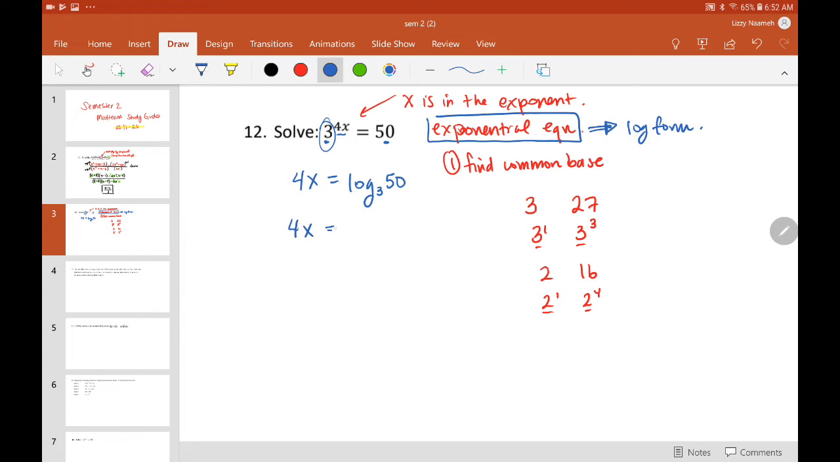Next step, we'd like to plug this into our calculator, but as you know, our calculators don't do log base 3, so we'll have to use the change of base formula. That will turn into log of 50 divided by log of 3, and now we can plug that into our calculator. Remember, for change of base, the base always goes into the denominator and the big number stays on top. So I'm plugging this into my calculator, and I'm getting 4x equals log 50 is giving me, oh, whoops, something weird happened.